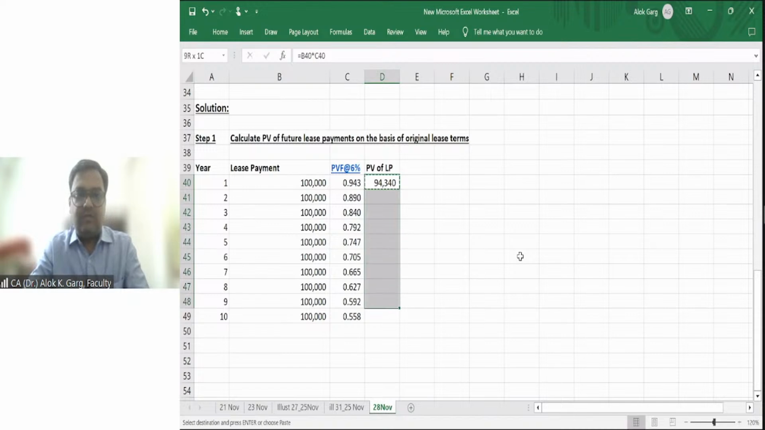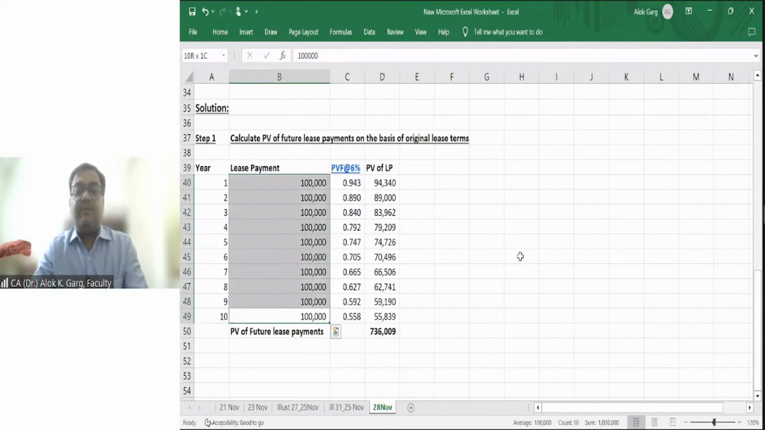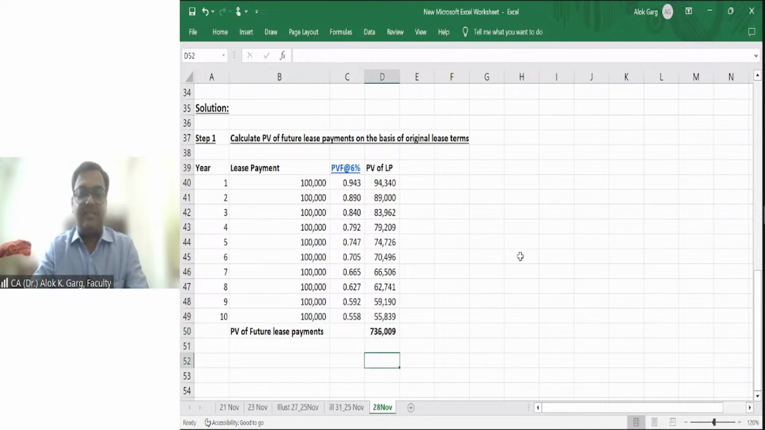This is the total, right? My total is how much? The total is 736009. This is my present value of future lease payments, right? This is what is given in the question, right? 736009. What is my total lease payment? If I see, my total lease payment is 10 lakh rupees, right? The present value of 10 lakh is 7,36,009.